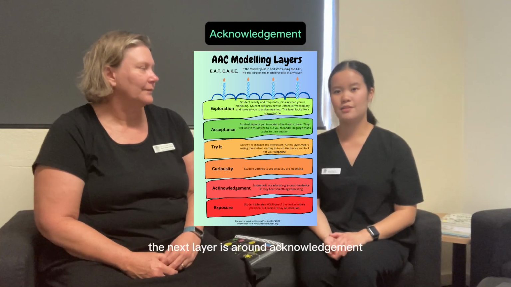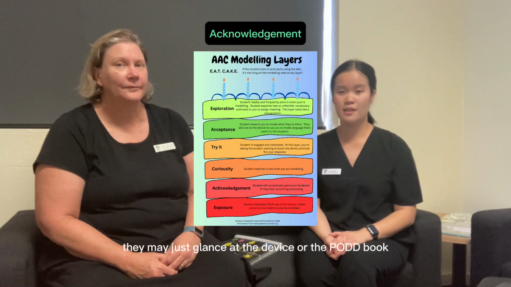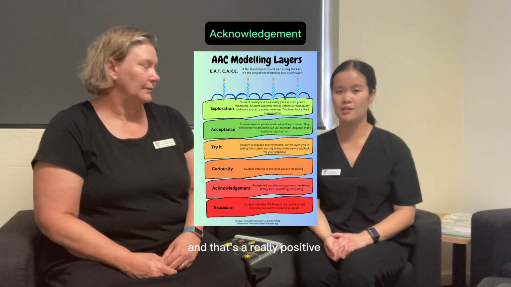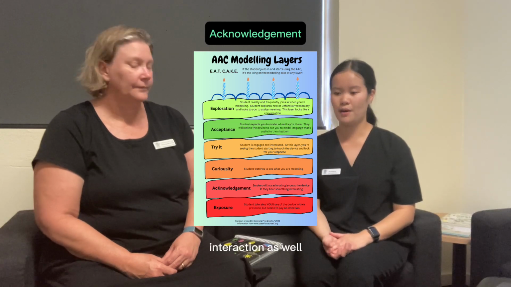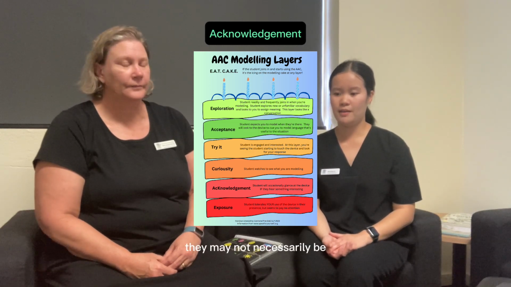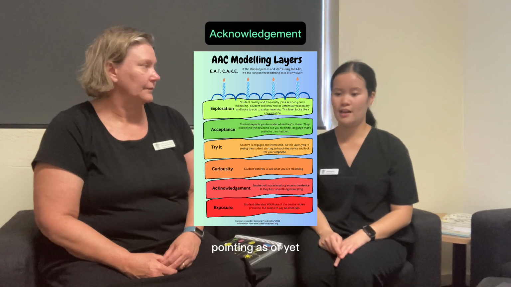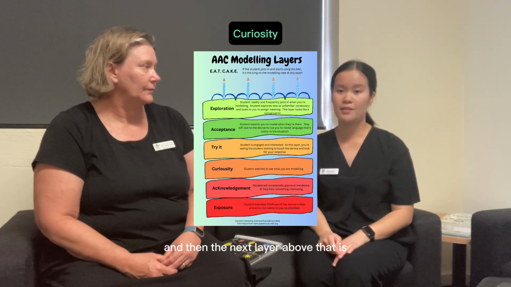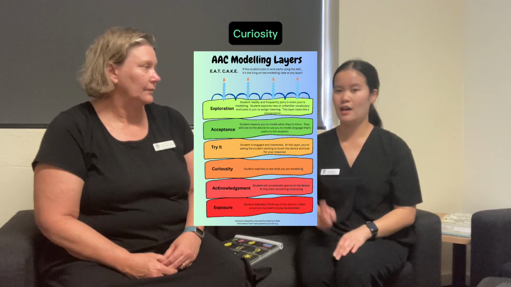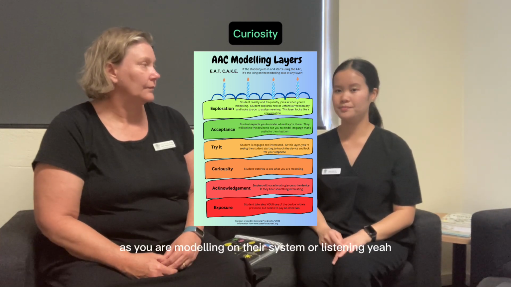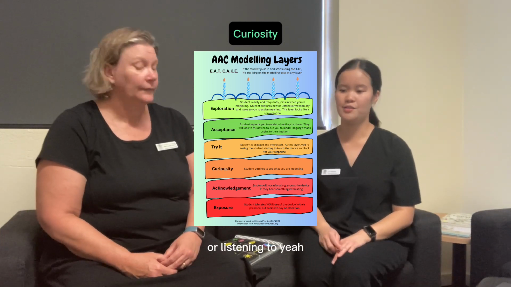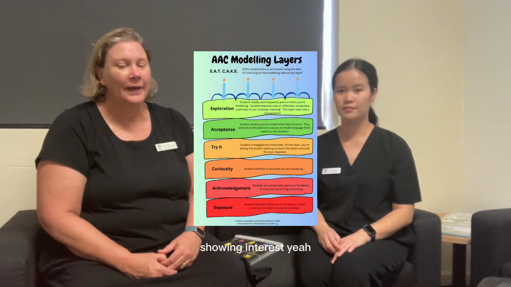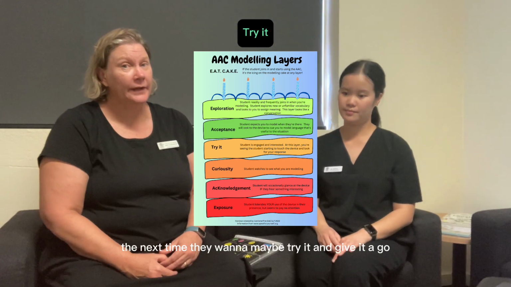The next layer is around acknowledgement. So some students may just glance at the device or the pod book, and that's a really positive interaction as well. They may not necessarily be pointing as of yet. And then the next layer above that is the student may be watching as you are modelling on their system. Or listening. Yeah, or listening too. So it's curiosity about it. Showing interest. The next one, they want to maybe try it and give it a go.